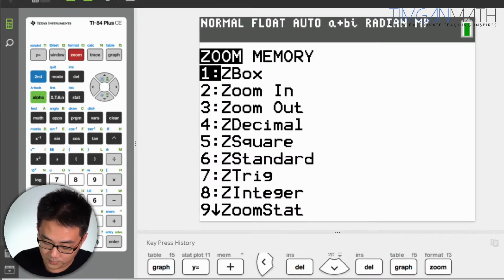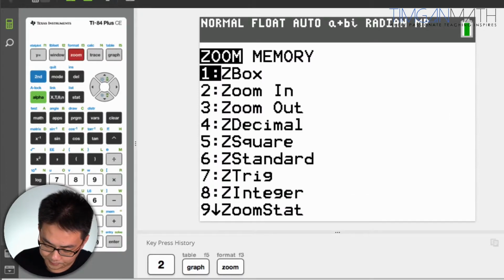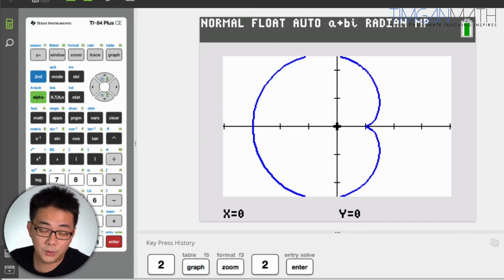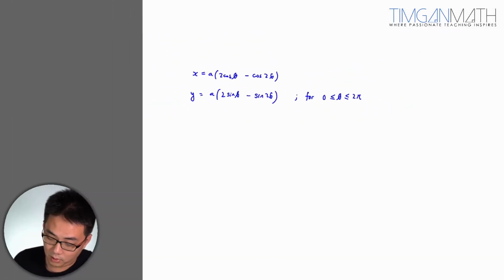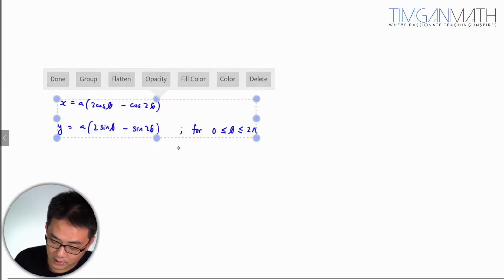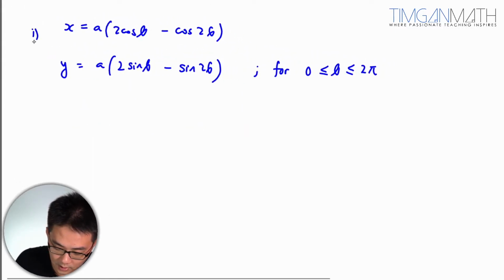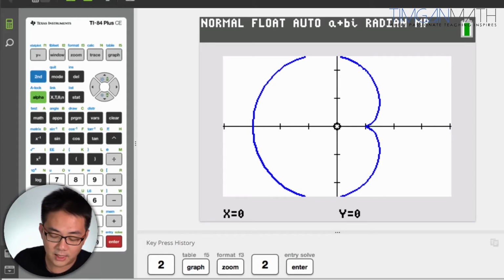I'm going to zoom in. This is the graph that we see. Actually, they don't ask for the x-intercept or whatnot, so we're just going to copy and paste this graph here and see what we get. For the first part, for a bigger than 0, we get the graph in this shape. But if you take the negative one, it will be the other shape.